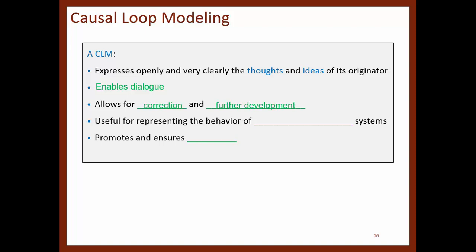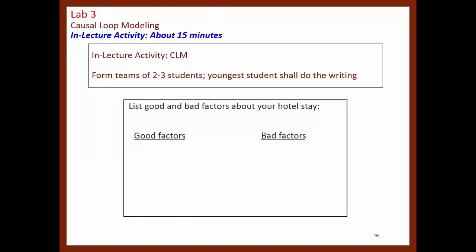So if you state your Causal-Loop model and you start discussing that with your peers, most likely you're going to be revising according to the input that you're receiving. It's useful for representing the behavior of nonlinear dynamical systems, and promotes and ensures completeness. So through the discussion, you will talk to your peers, you will try to make sure that it addresses all the possible variables that are part of the problem.